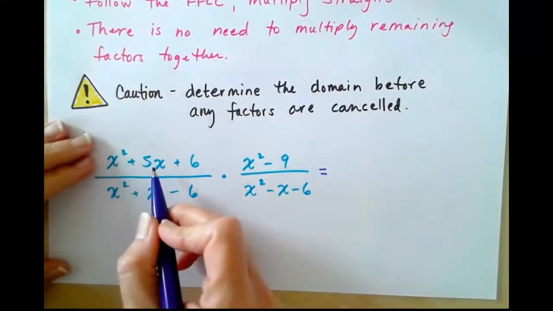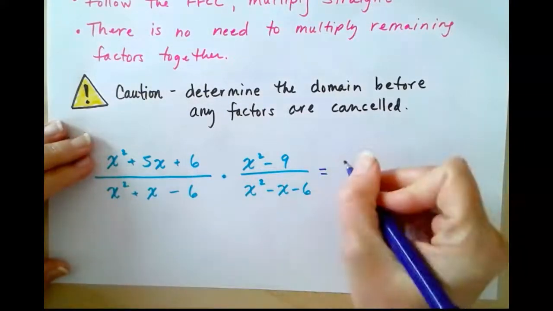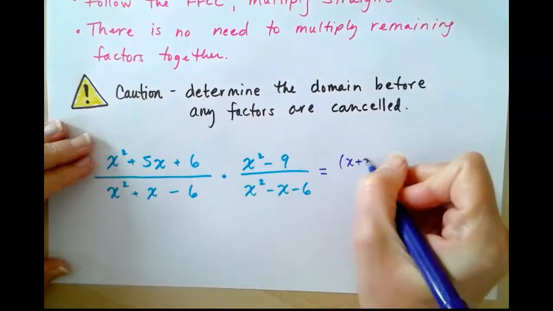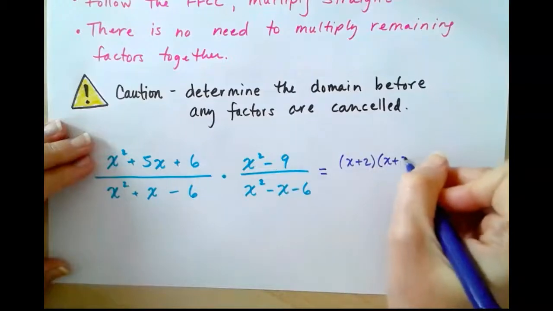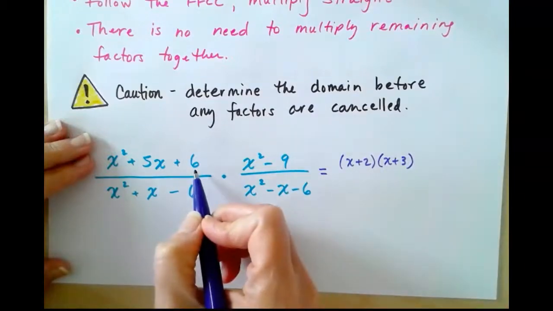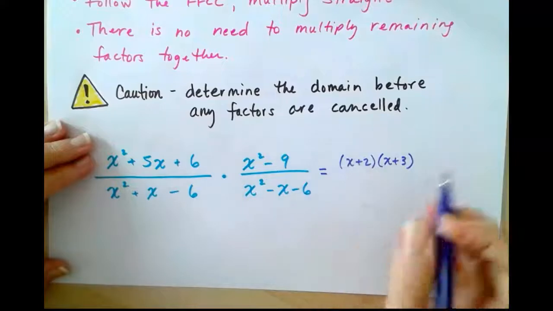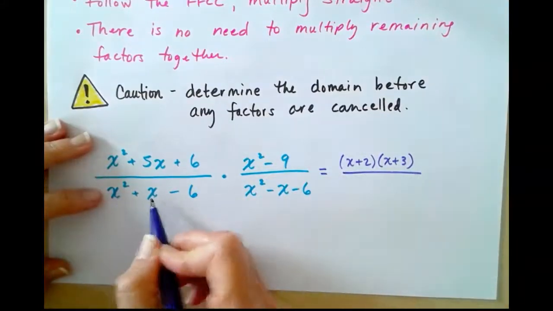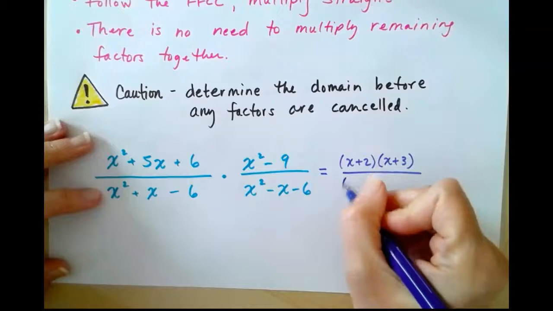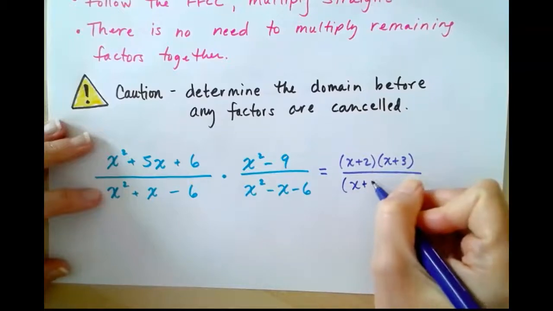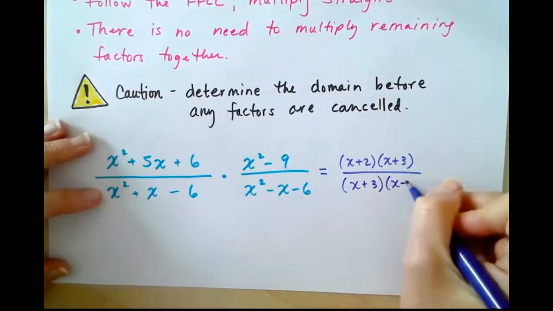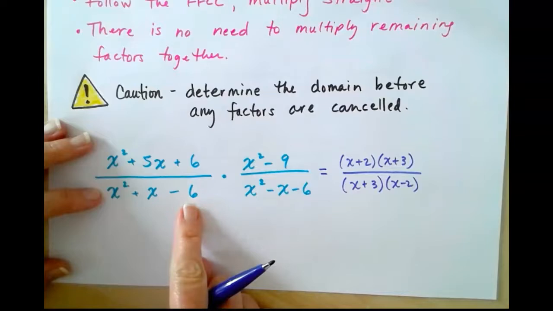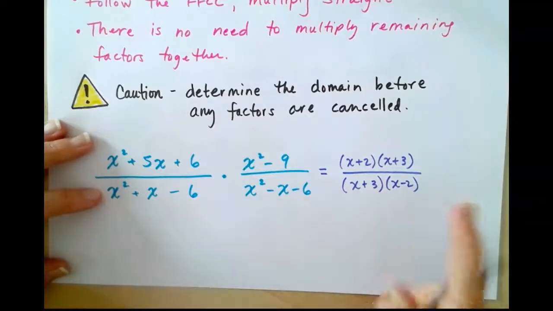So x squared plus 5x plus 6, that is x plus 2 times x plus 3. Why? Because factors of 6 that add up to 5 are 2 and 3. Over x squared plus x minus 6, that's going to be x plus 3 times x minus 2. Why? Because factors of negative 6 that add up to positive 1 are a positive 3 and a negative 2.